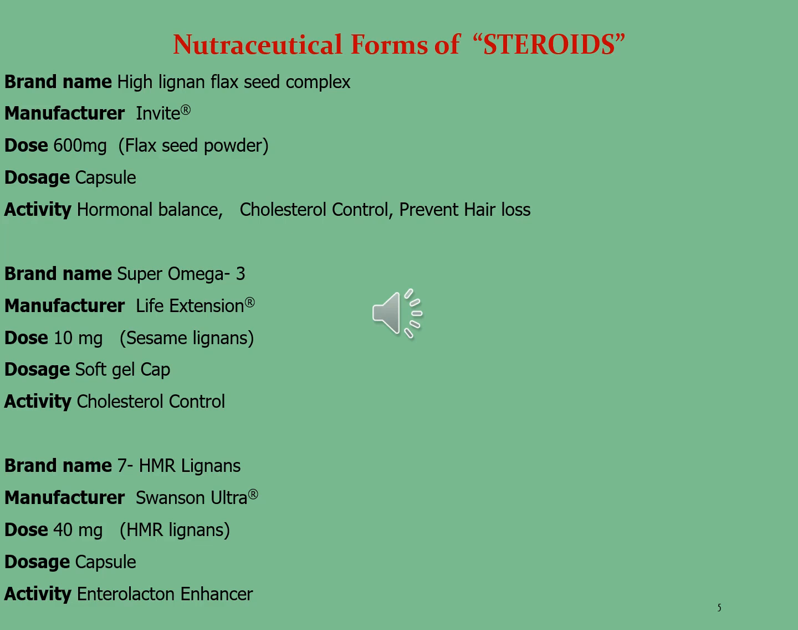The second brand is Super Omega 3, which is manufactured by Life Extension, and we take 10 mg per day as its dose. It is formulated in soft gel capsule. The activity of this brand is cholesterol control. The name of the third brand is 7-HMR Lignans. It is manufactured by Swanson Ultra and we take its dose 40 mg per day. It is formulated in capsule dosage form and the activity of this brand is as an estrogen enhancer.